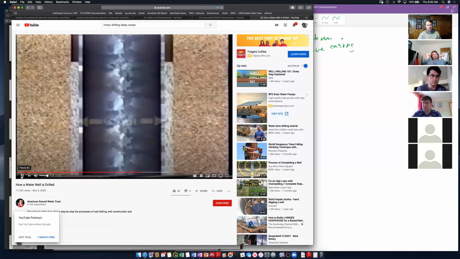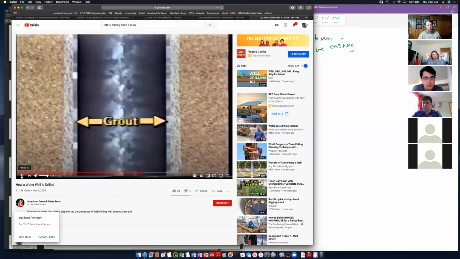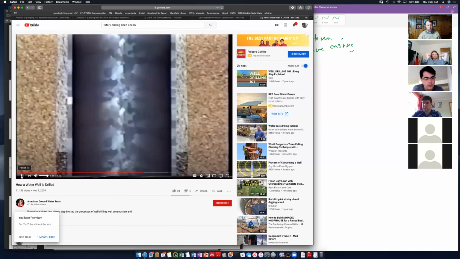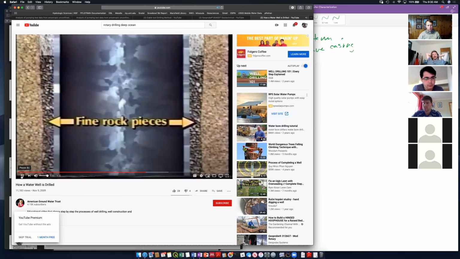This filling is called grout, and it may be either cement or a special clay called bentonite. Sometimes most of the space is filled with fine rock pieces from drilling, and then the top 20 feet is grouted with cement or bentonite.